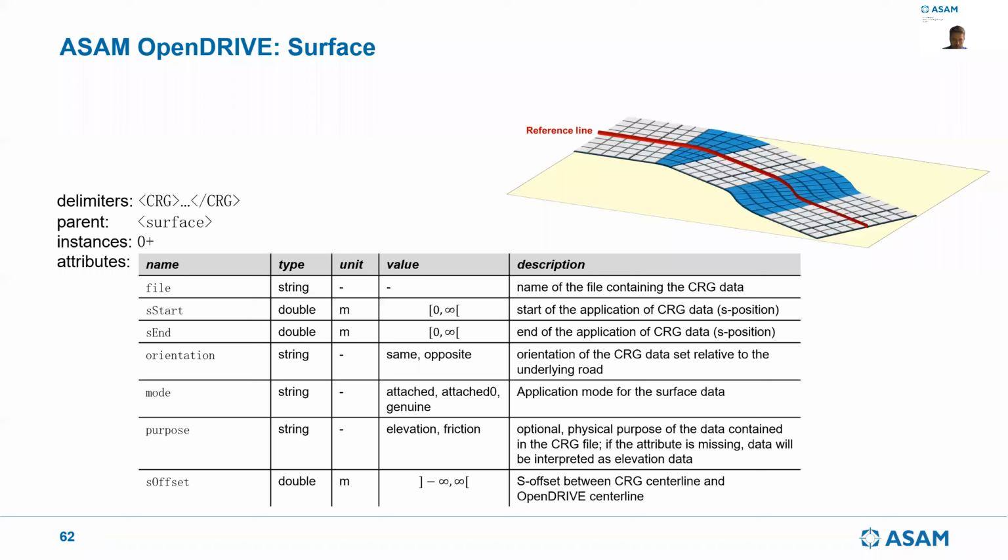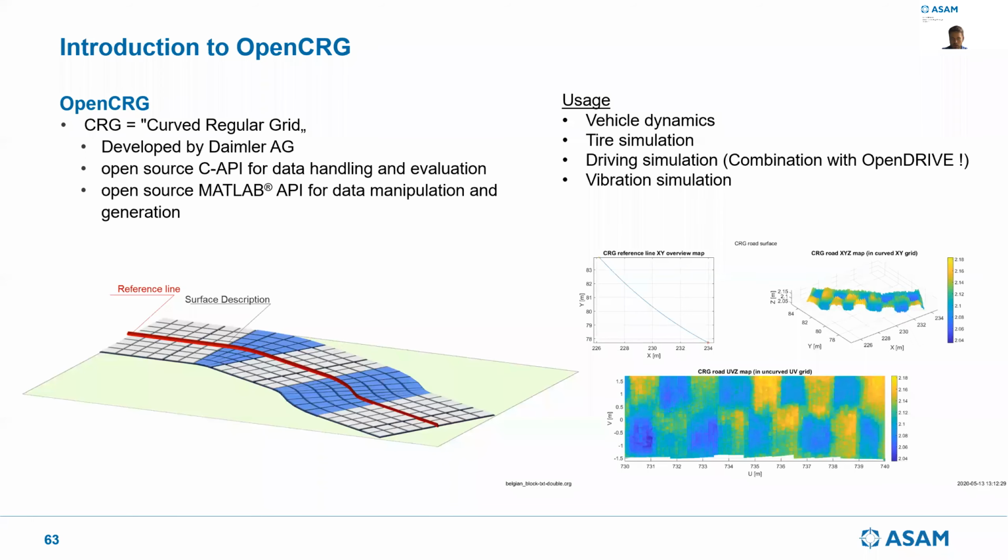where you want the interpreter to interpret the OpenCRG file. You can also define the orientation, the mode, and the mode is very important when attaching OpenCRG files, and I will talk about that a bit later. And also the purpose, what you want those OpenCRG files to do. Because OpenCRG pretty much just contains numbers. So you can either define, okay, please interpret those provided numbers as elevation, or interpret those as friction values. And then I can have an S offset as well if necessary.